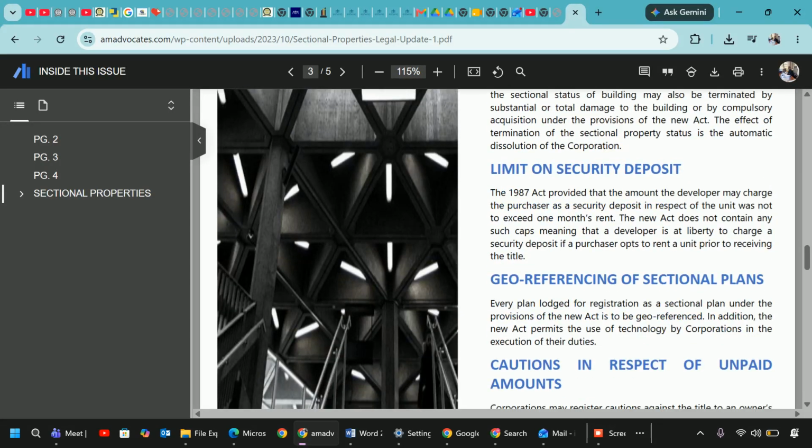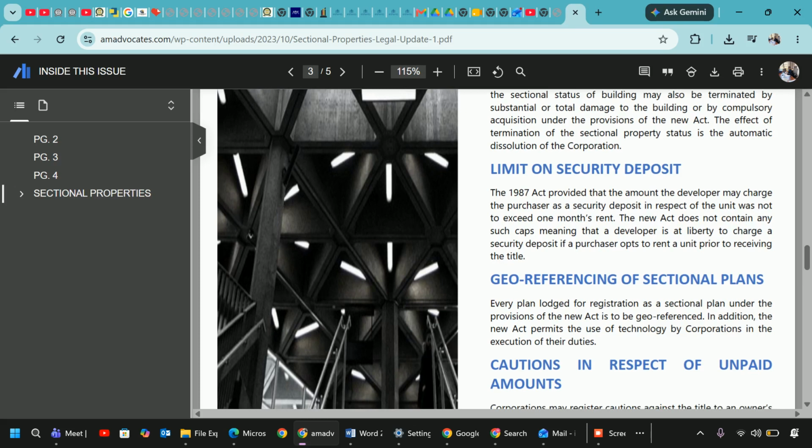Then limit on security deposit, because the 1987 Act provided that the amount the developer may charge the purchaser as a security deposit in respect of the unit was not to exceed 1 month's rent, but the new Act does not contain any such caps, meaning that a developer is at liberty to charge a security deposit if a purchaser opts to rent a unit prior to receiving the title.